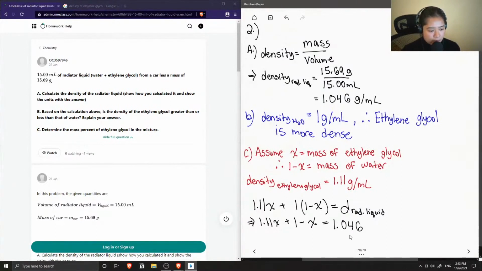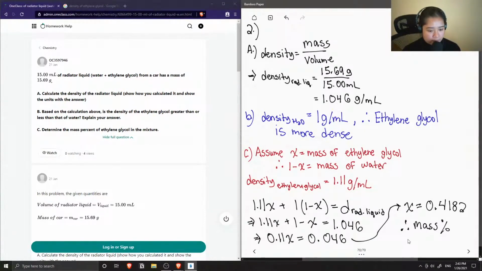So now let's just solve for x. You end up getting 0.11x is equal to 0.046. So x is equal to 0.4182. So therefore, our mass percent of ethylene glycol is 41.82%.